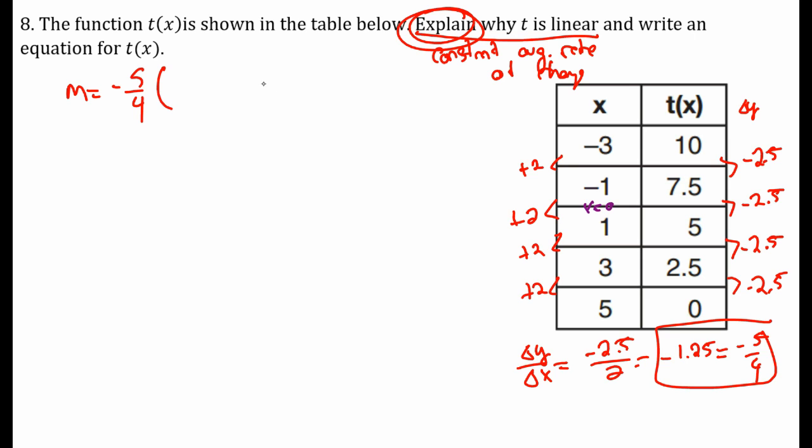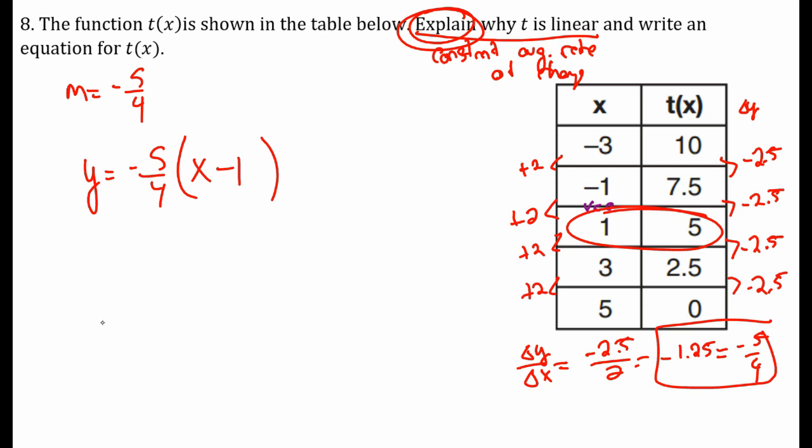Let's shift over to a point. So I have y equals negative 5/4 times what? Let's use the point (1, 5). You could have picked any point you wanted to here. x minus 1. Remember, the implied shift is opposite, plus 5.